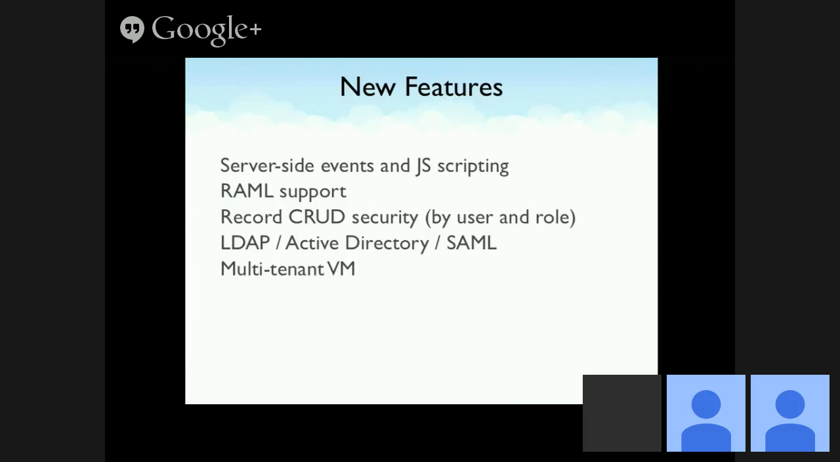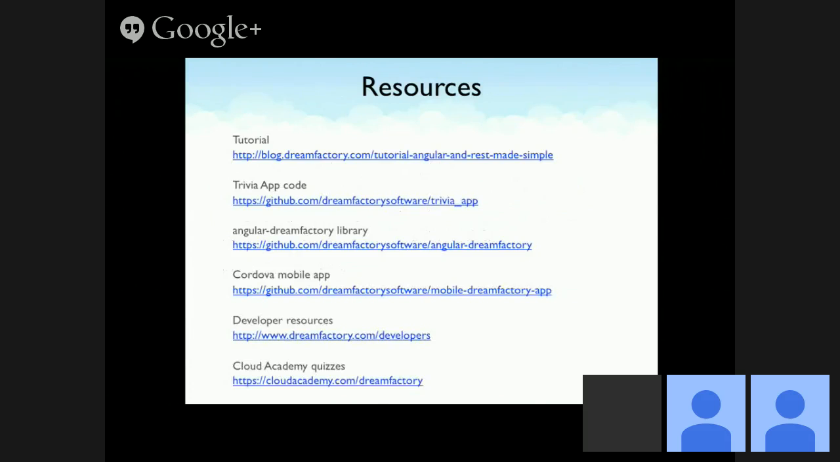RAML support, record level CRUD security. This is the ability to specify an arbitrary filter, a use case would be, never let a user do anything with records that user has not created himself. Things like that, which will apply to SQL initially, and then we're going to do it with NoSQL as well. And then we're going to do a lot of work with enterprise integration like LDAP and Active Directory, and then provide a VM for multi-tenant. The idea there is you can spawn as many DSPs as you want.